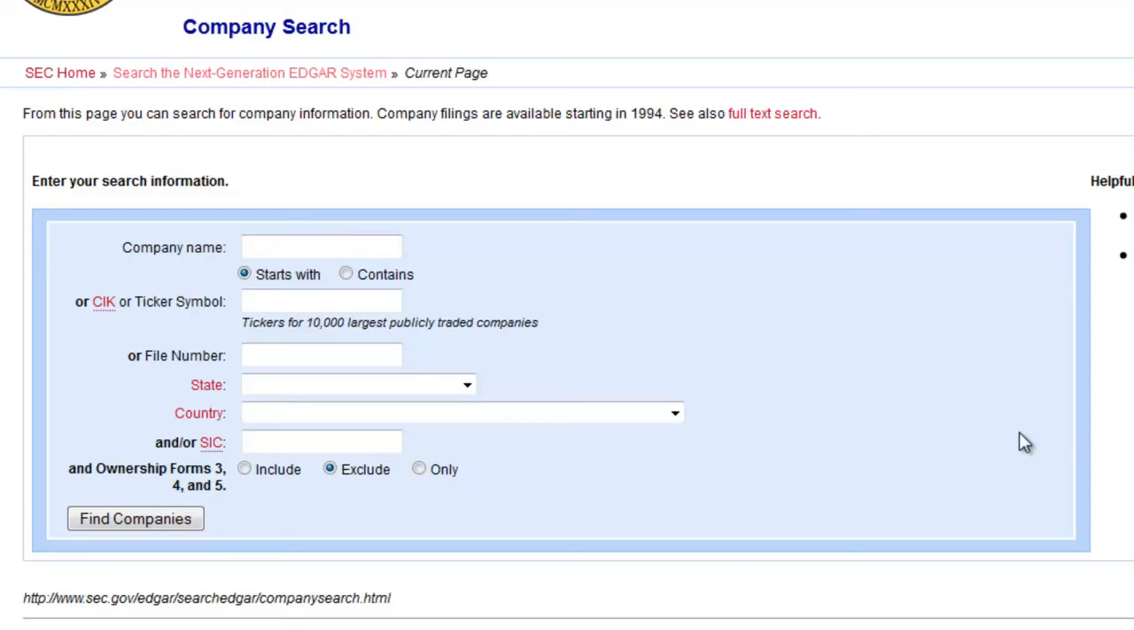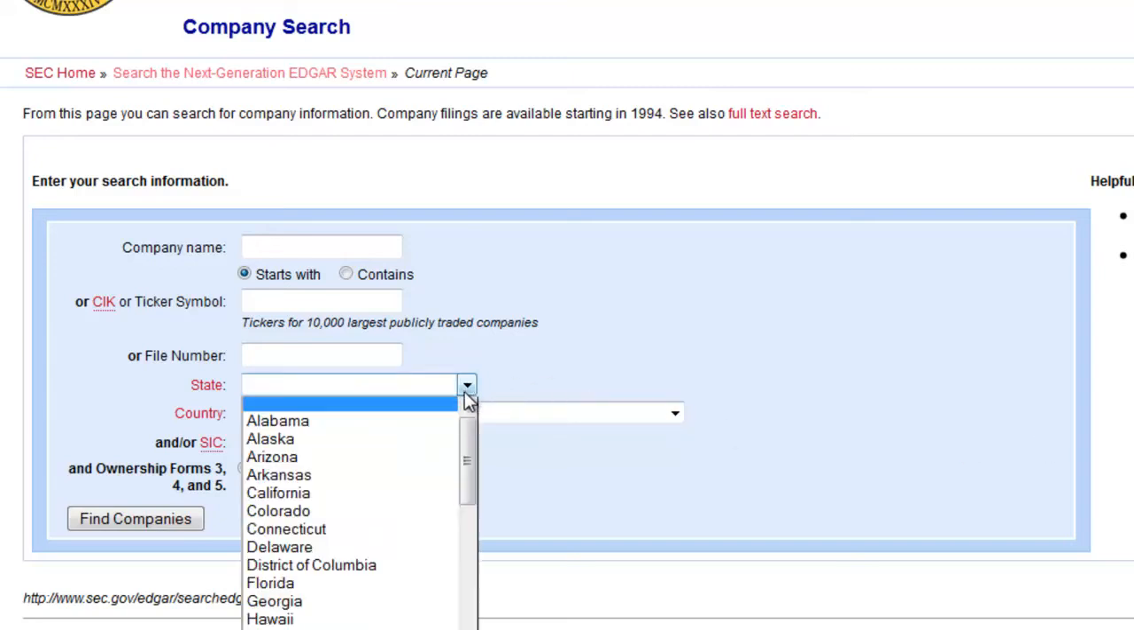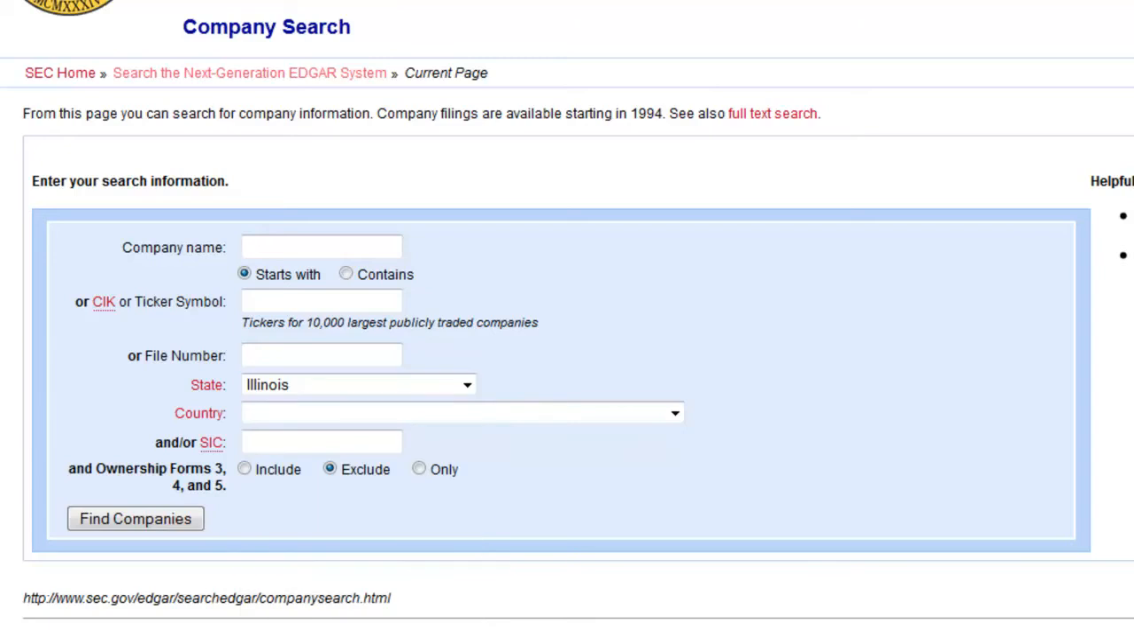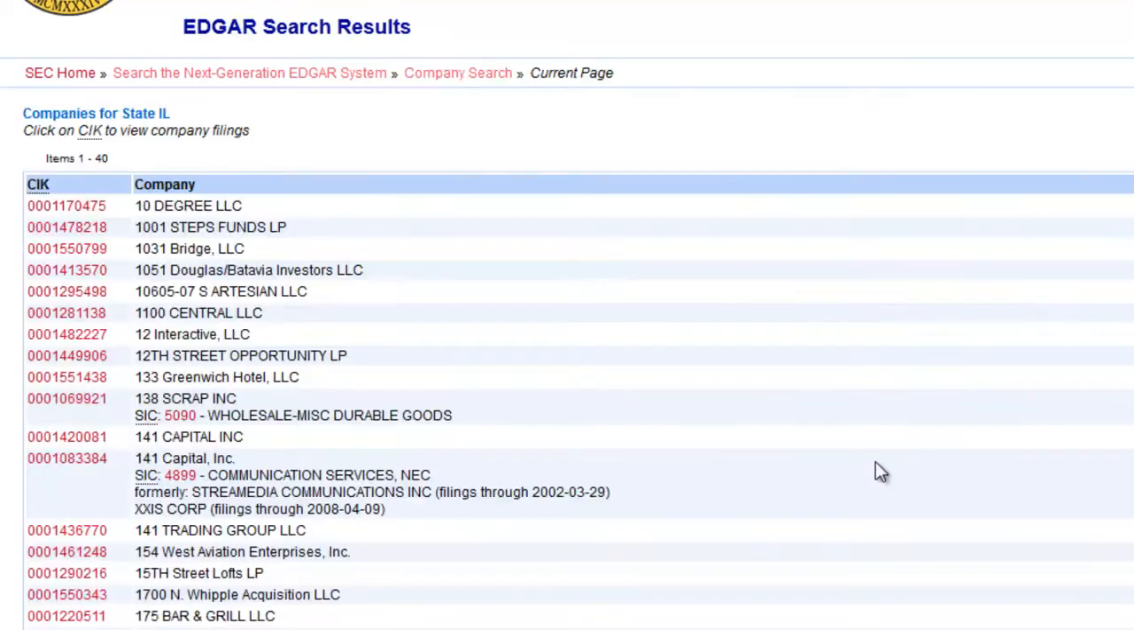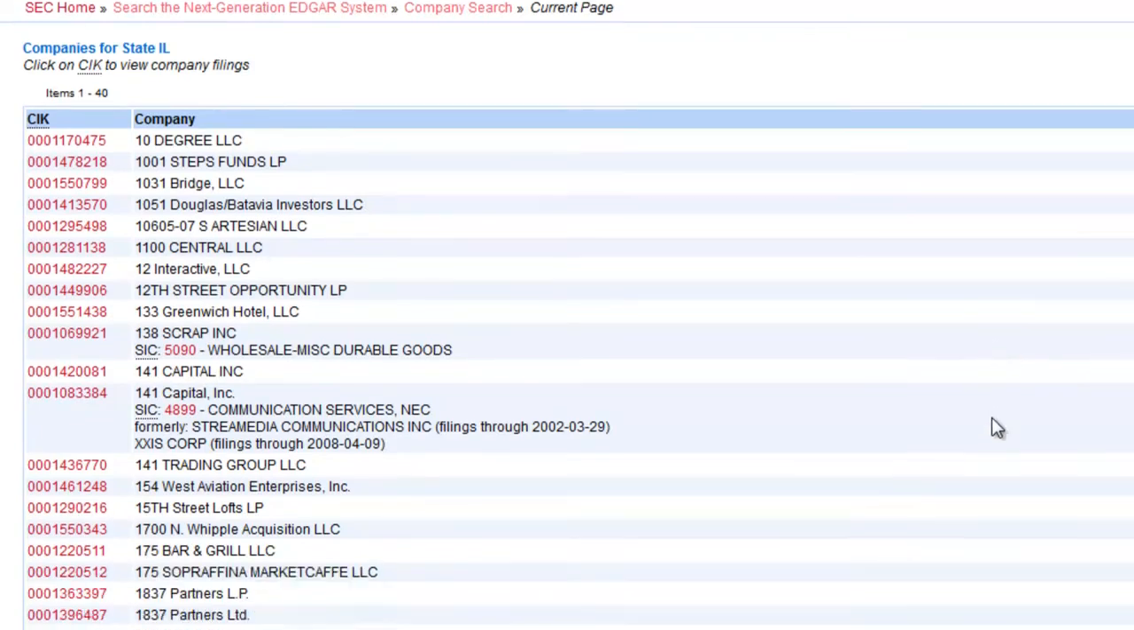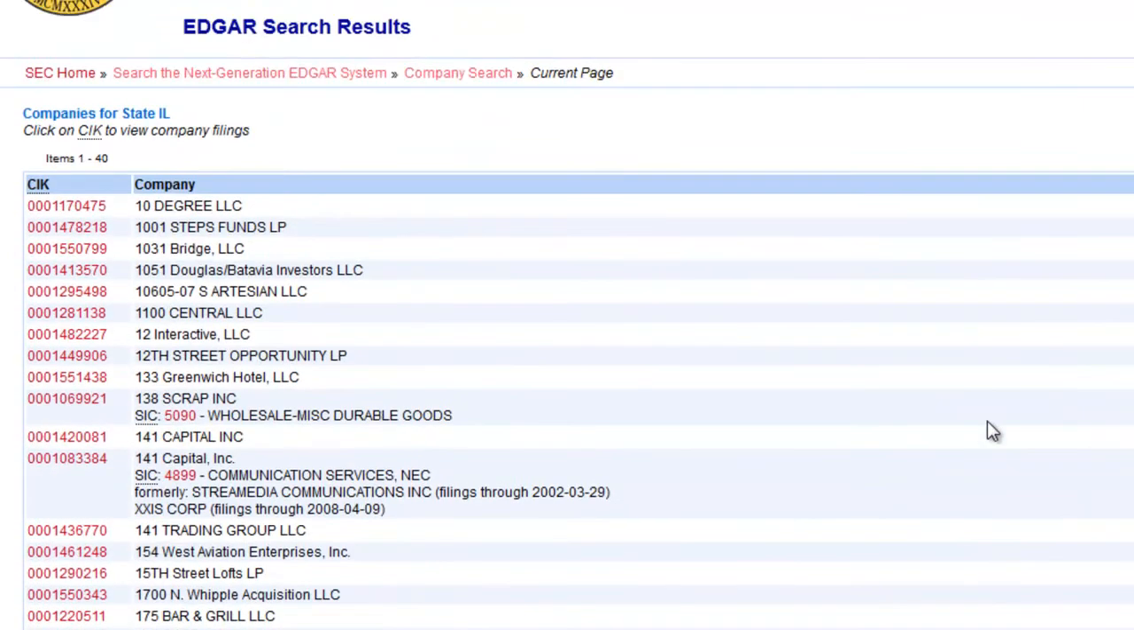Another way that you can search for the company's filings is through the file number. I don't really use this feature much because why would I know the file number? I usually don't have that. Another way you can search is by state, and let's go ahead and give it a try. I'm from Illinois, so let's pull up some companies. This is a list that EDGAR generated of companies in Illinois that are required to file various documents with the SEC. I don't really use that feature at all.